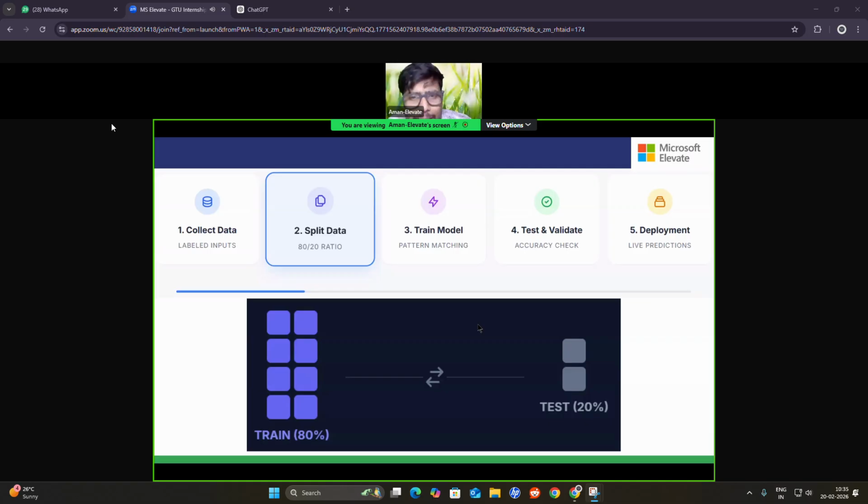But why is data validation required? I want that. What is cross validation? Yeah, I'll talk about that. To prevent overfitting. How will it prevent overfitting?